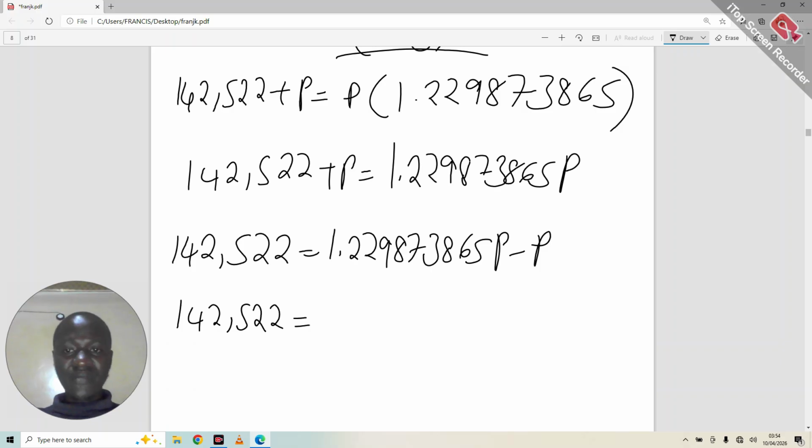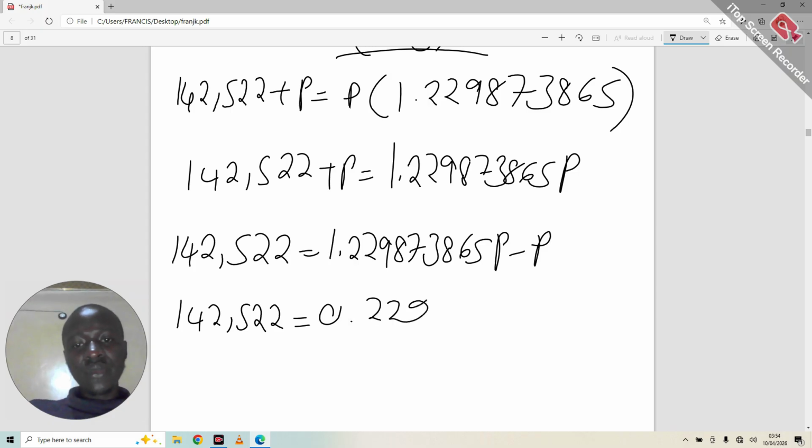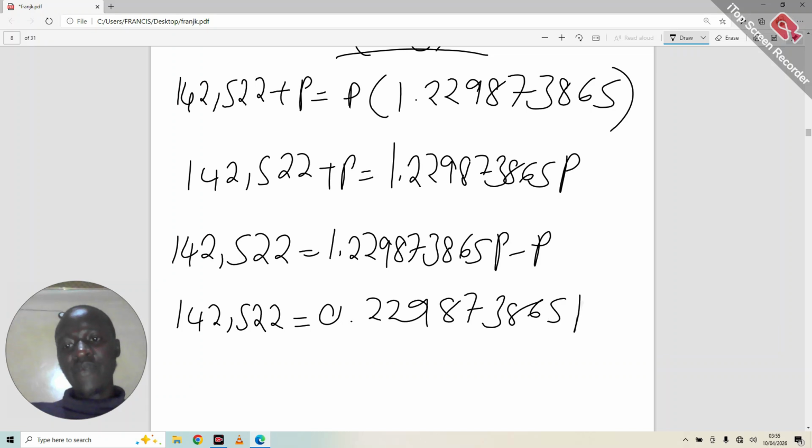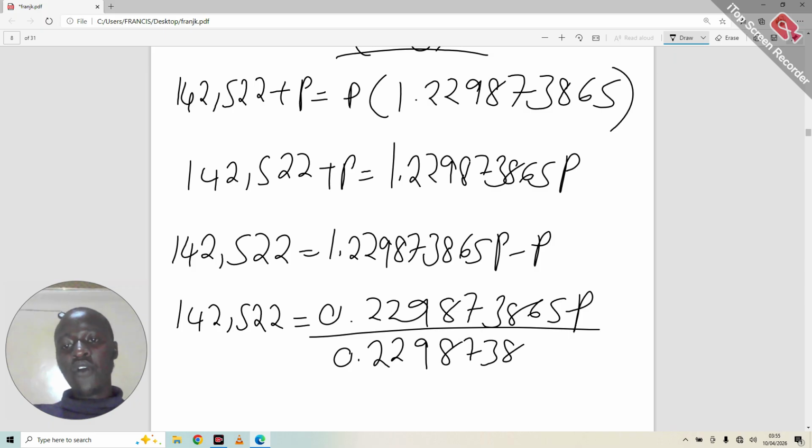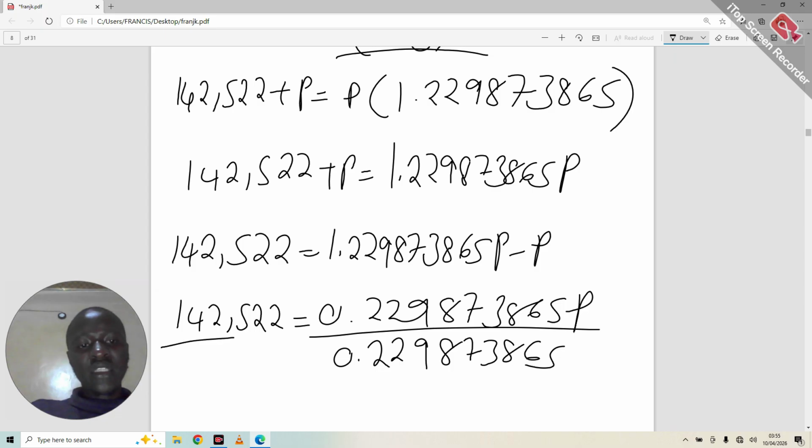So having that, this is the same as having 1.229873865 minus 1, where we shall have 0.229873865p. We want value p. What will be p? What will be principal for Omondi?